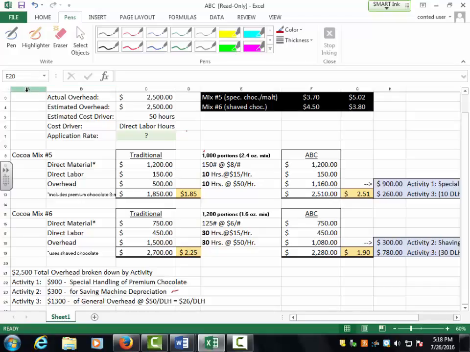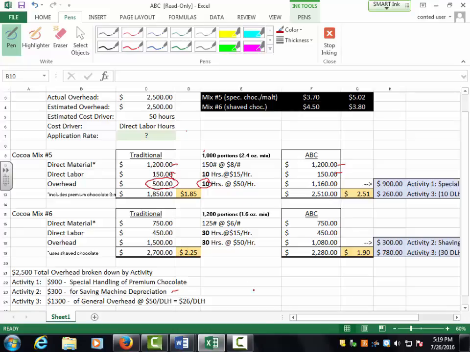Okay, I've cleared off all the marks, so let's see if we can do the grand finale here. When we talk about the materials, the 1200 and the 1200 is the same, the 150 and the 150 is the same. What's different now is the application of the overhead. So under the traditional approach, it was based on labor, $50 an hour at 10 hours is $500.